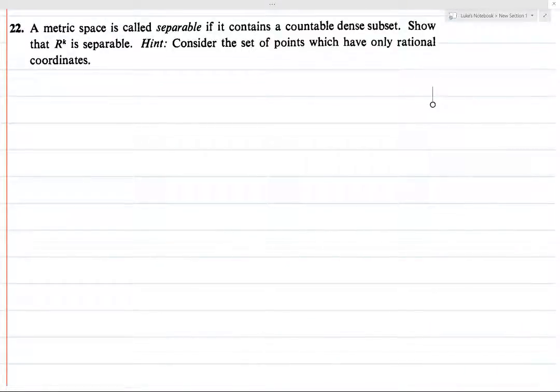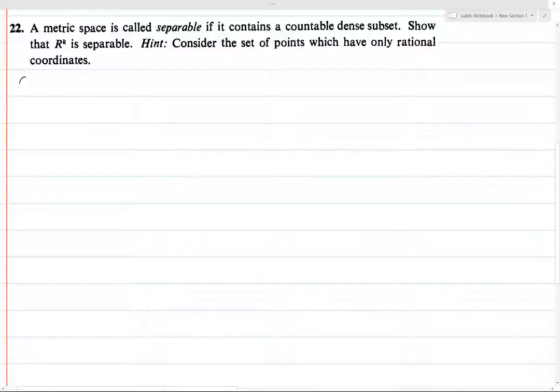Alright, so a metric space is called separable if it contains a countable dense subset. So we want to show that our favorite metric space, at least in this textbook, R^k, is separable. Normally to prove that something's separable, you have to exhibit a countable dense subset, so that can be difficult, so they actually tell you which one to use. And it's just the set of points which have only rational coordinates, so that's Q^k. So we want to prove that Q^k is a countable dense subset of R^k.